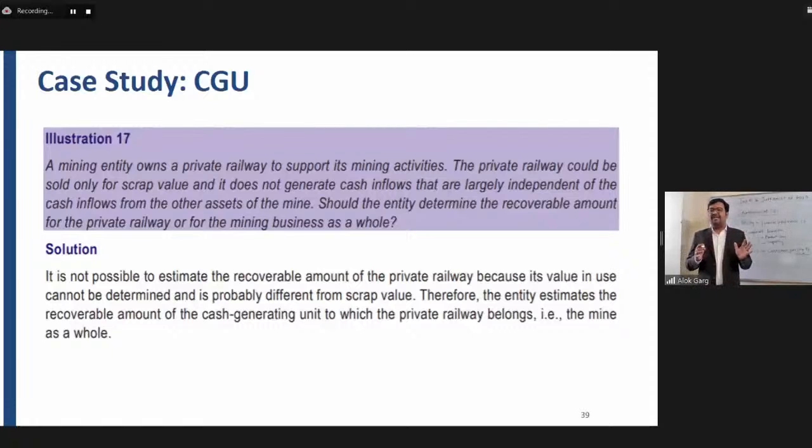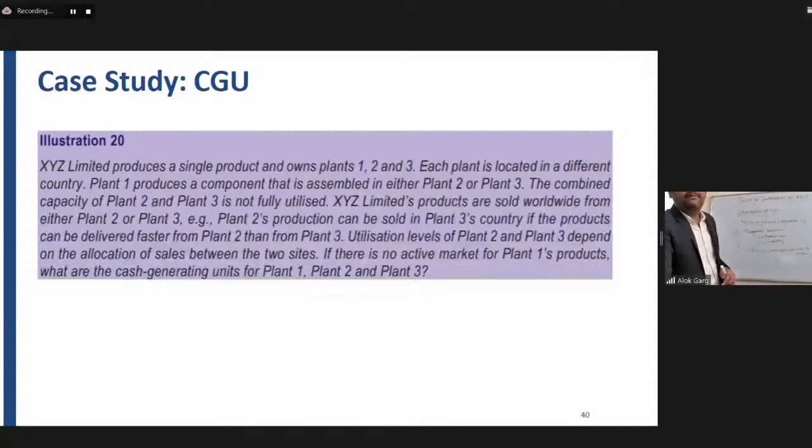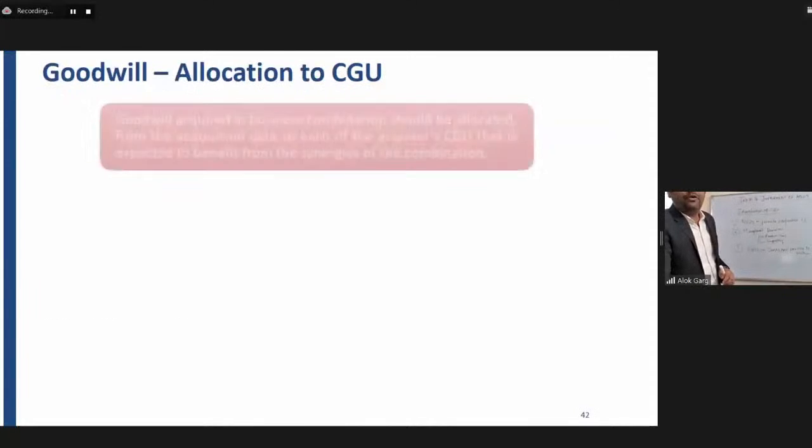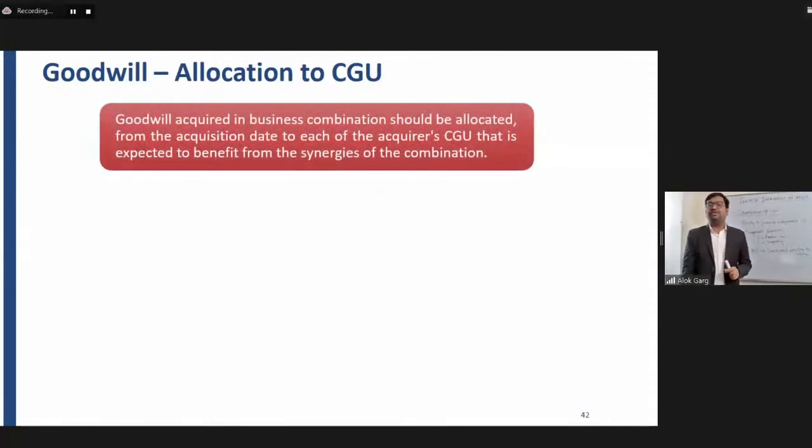So we discussed the cash generating unit. We discussed this particular case study. Now let's move on to the next part. Goodwill. So allocation to CGU. Very important part. Very important part. So Pujita has also confirmed. Great, guys. So what is meant by goodwill?